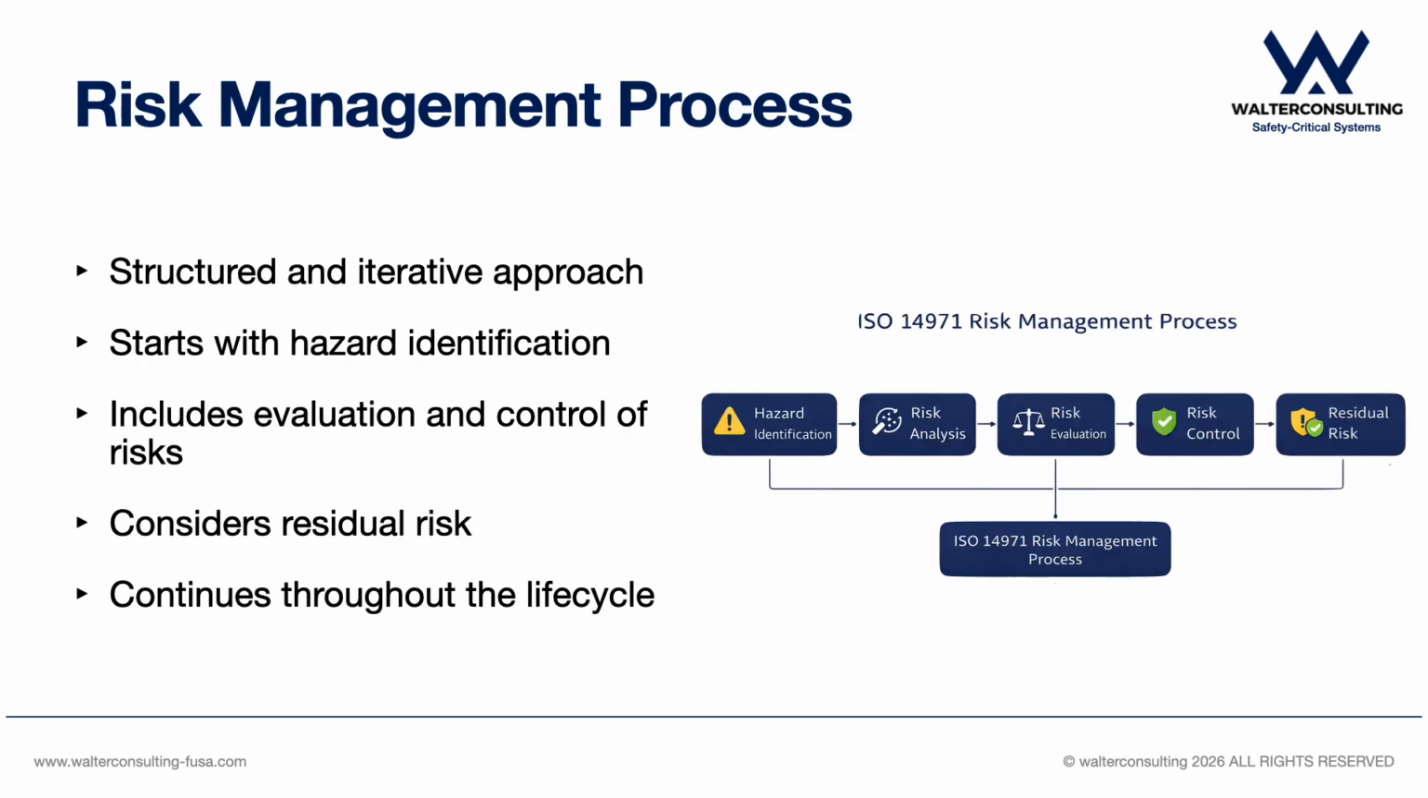So how does the risk management process actually work? ISO 14971 defines a structured approach. It starts with hazard identification. This means understanding what could go wrong. Next, the risks are analyzed. How likely is it, and what is the impact? Then, the risk is evaluated. Is it acceptable, or does it need to be reduced? If not, risk control measures are defined. These can include design changes or protective mechanisms. And finally, the remaining risk is assessed. This is called residual risk.